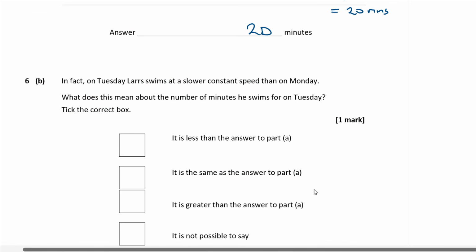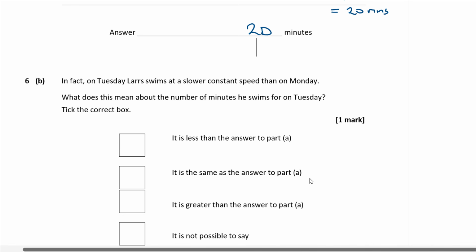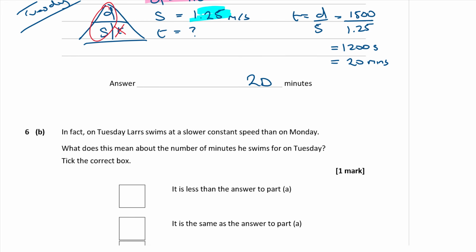Now, in fact, on Tuesday, Lars swims at a slower constant speed. Well, who would have thought if he'd swam 1.5 kilometers? Of course, he's going to slow down a bit. But anyway, so what does this mean about the number of minutes he swims for on Tuesday? Tick the correct box.